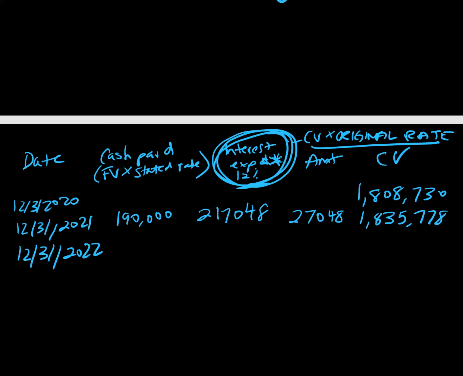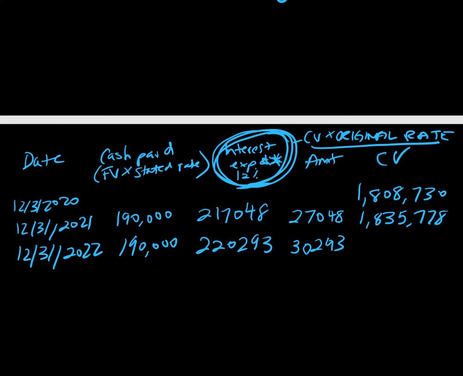Then our next year end, we've got 12/31/2022. Our payment never changes. Our interest expense will change. So now we've got a different carrying value. So 1,835,778 times 12% is going to give us 220,293. The difference between the cash paid and the interest expense is going to give me my amortization of the discount, which is going to be 30,293.